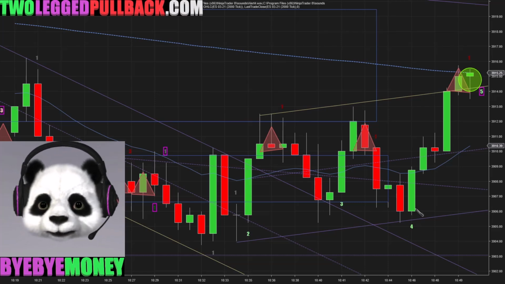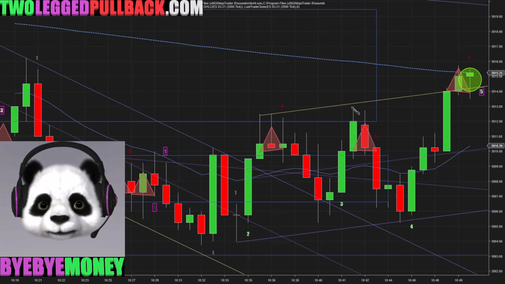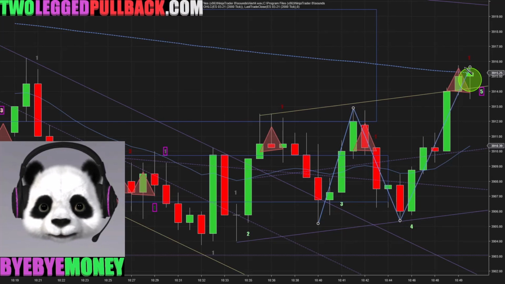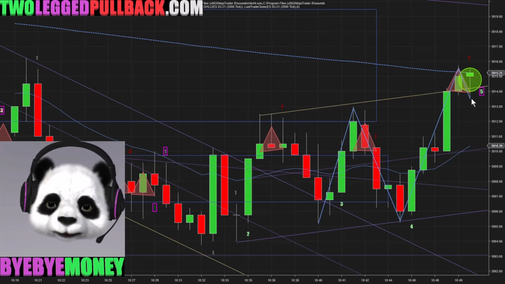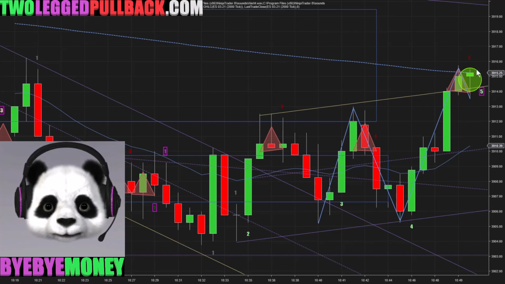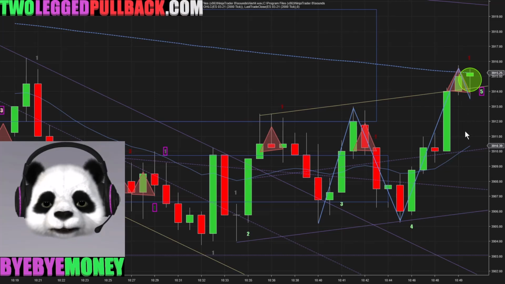Let me just draw clearly why it's a trap here for those who do not know what a trap is. A trap is essentially when a two-legged pullback fails to make a point. And so we have a two-legged pullback here. A, B, C, second entry. And this second entry fails to go 5 ticks, which is a scalper's profit, 1 tick for the stop entry, 4 ticks for the point. And because of this trap here, I might be interested in going long here. You have traders here with a stop loss right 1 tick above this candle. And when that hit triggers, typically bulls enter and also shorts or bears exit. So I'm interested in this trap. Let's see if we get the point.